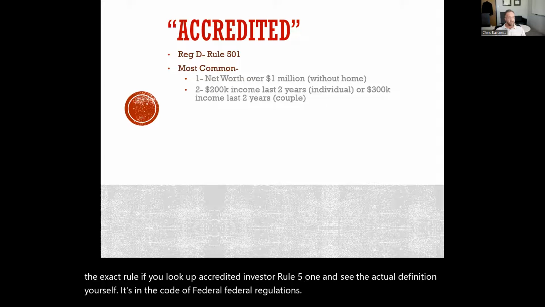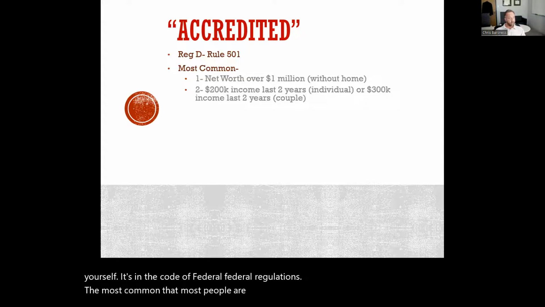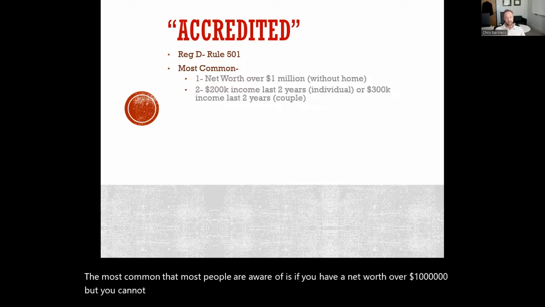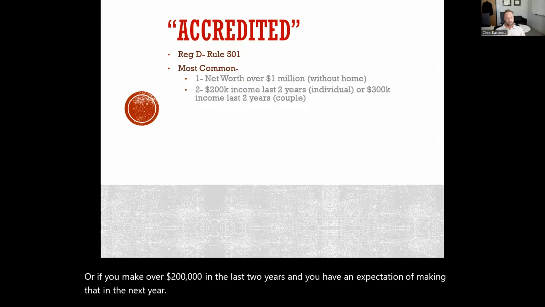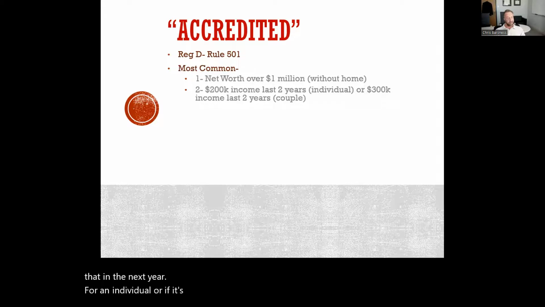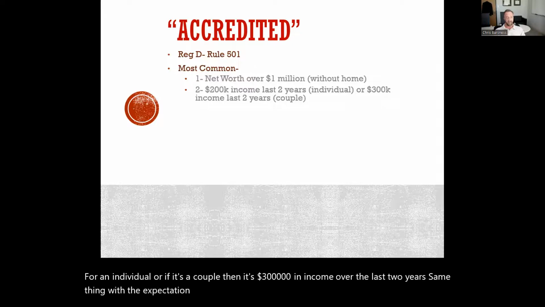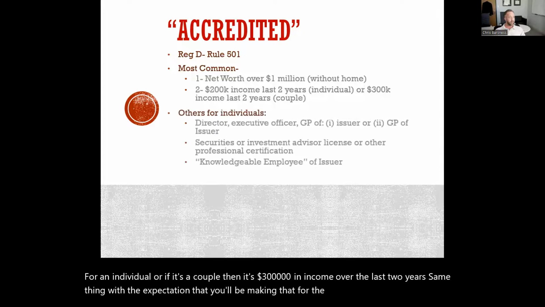The most common that most people are aware of is if you have a net worth over $1 million, but you cannot include your primary residence, your home, in that calculation. Or if you make over $200,000 in the last 2 years, and you have an expectation of making that in the next year for an individual, or if it's a couple, then it's $300,000 in income over the last 2 years. Same thing with an expectation that you'll be making that for the next year.